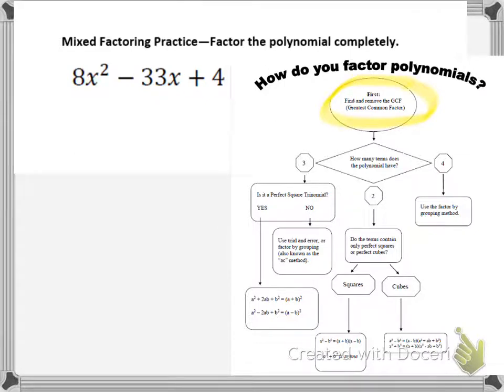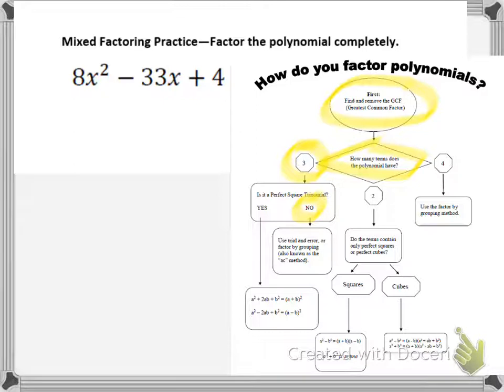We always start by removing a GCF. But when I look at 8x squared minus 33x plus 4, I notice that there's nothing in common, so I can go on to the next step. So now I want to identify how many terms I have. This is a trinomial, so I have 3 terms, and it's not a perfect square trinomial.